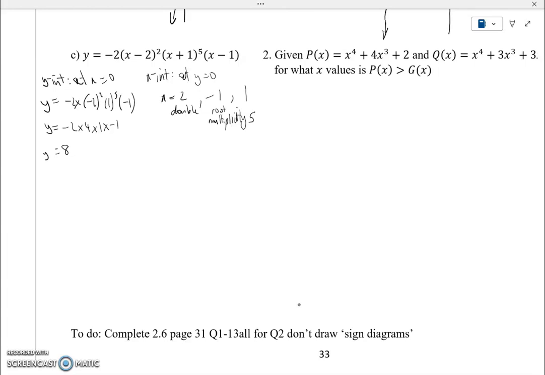Alright, so now leading term. It's going to be x squared, x to the 5, x to the 1, and there's a -2. So -2 x squared times x to the 5 times x to the 1 is going to be -2 x to the 8. It's a negative even, so it's going to start and finish on the same side and negative, so down, down. Okay, so I think I've got enough information to draw.